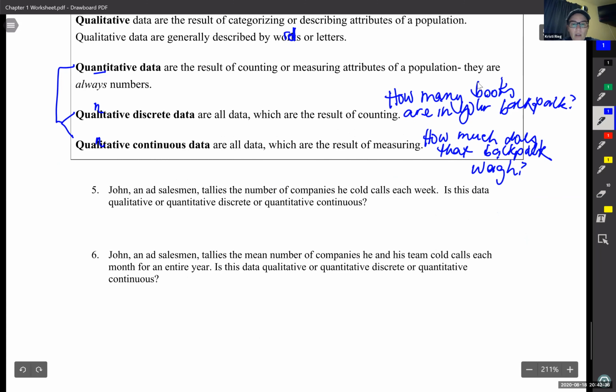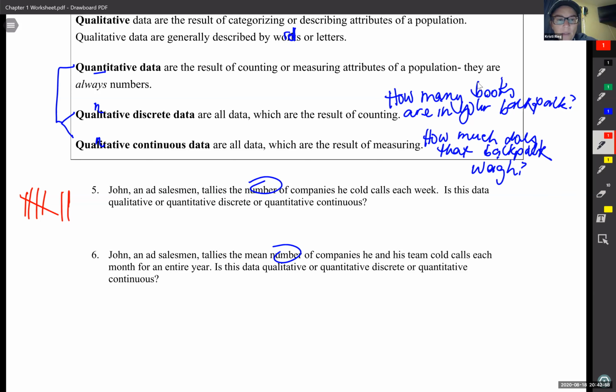Here we have numbers. So we know this is quantitative, and the question is, are they quantitative discrete or quantitative continuous? So he tallies the number of calls he makes each week. You know what a tally is? Like made a call, made a call, made a call, made a call, made a call, made a call, made a call. That's just counting. So that would be discrete. He was counting.